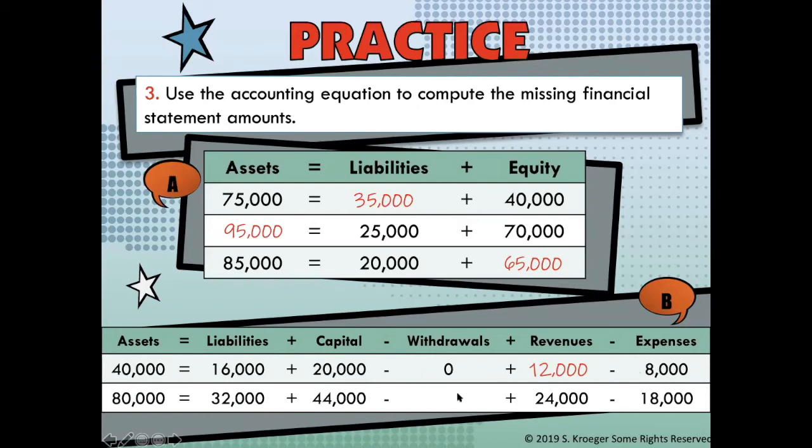We don't know what withdrawals are. We know one side equals 80,000, and this side will also need to equal 80,000 as well. Withdrawals will need to be 2,000. 32,000 plus 44,000 minus 2,000 plus 24,000 minus 18,000 will equal 80,000.